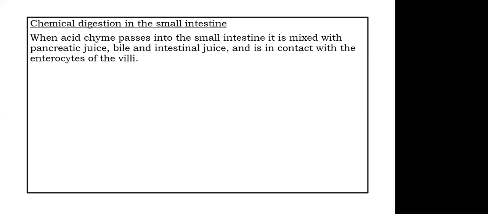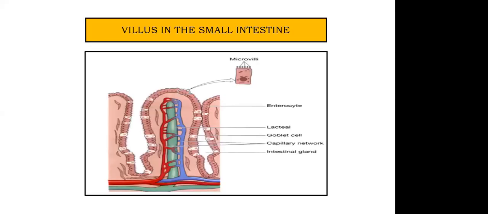And I told you, in the small intestine, the digestion of all the nutrients is completed. You can see the villus here, and these are the microvilli. This is the enterocyte. And these are the goblet cells.